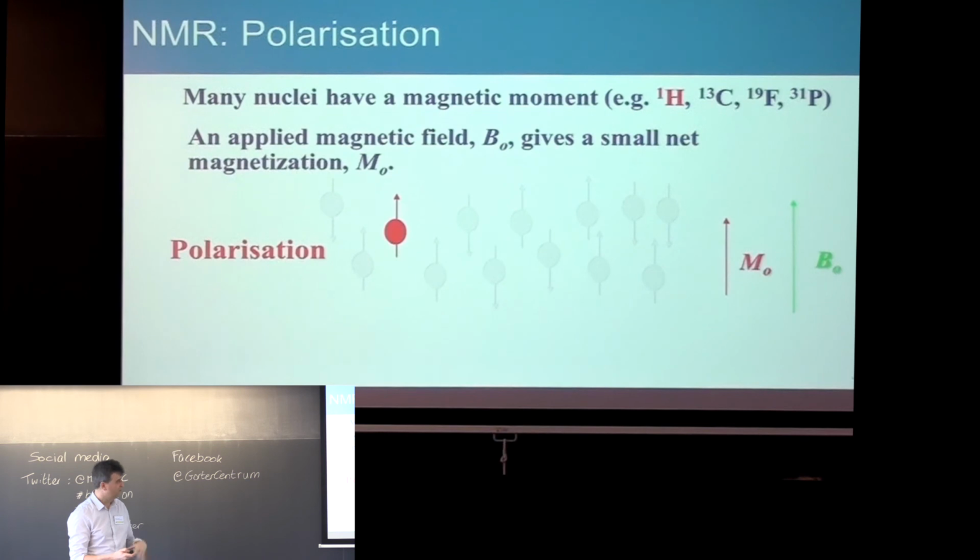So if you sort of cancel out those that are up and those that are down, you're left with about 1 in 100,000 extra pointing along the field compared with those pointing against the field. So it's a sort of tiny population difference, but fortunately in matter there are many, many nuclei of interest, and therefore, overall there's enough effect to give you a net magnetisation of the sample.